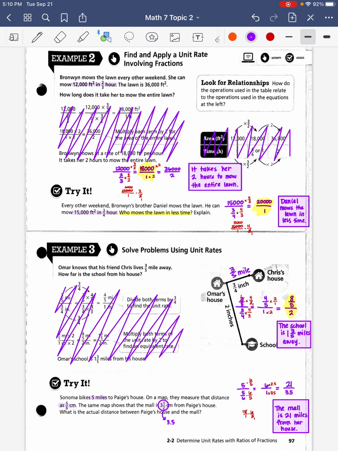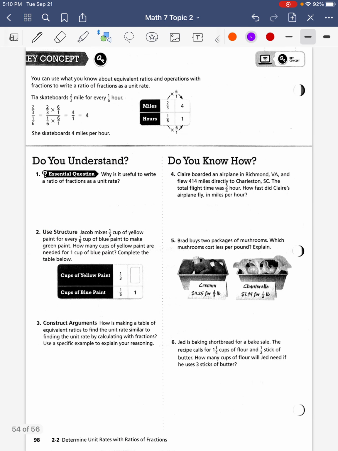Okay, moving on to page 98. So we're going to skip numbers 1, 2, and 3, and we're going to work on just the do you know how questions. So starting with number 4. Claire boarded an airplane in Richmond, Virginia, and flew 414 miles directly to Charleston, South Carolina. The total flight time was 3/4 of an hour. How fast did Claire's airplane fly in miles per hour?